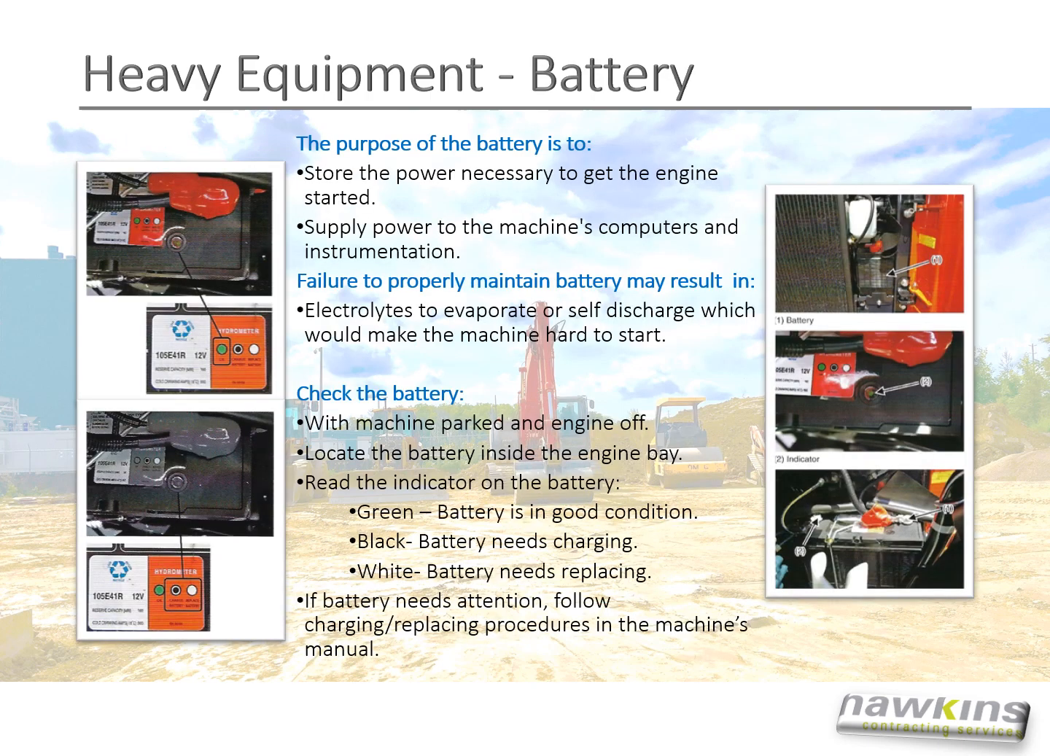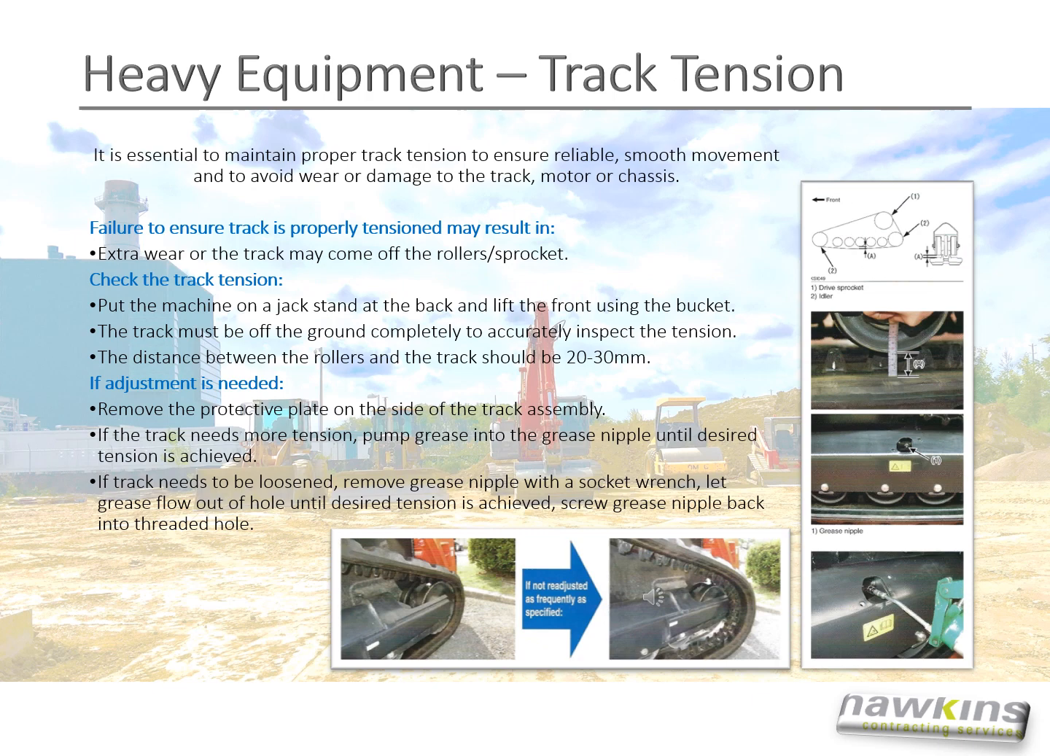To check the battery, with machine parked and engine off, locate the battery inside the engine bay. Read the indicator on the battery. Green means the battery is in good working condition. Black means the battery needs charging. White means the battery needs replacing. If the battery needs attention, follow the charging and replacing procedures in the machine's owner's manual.